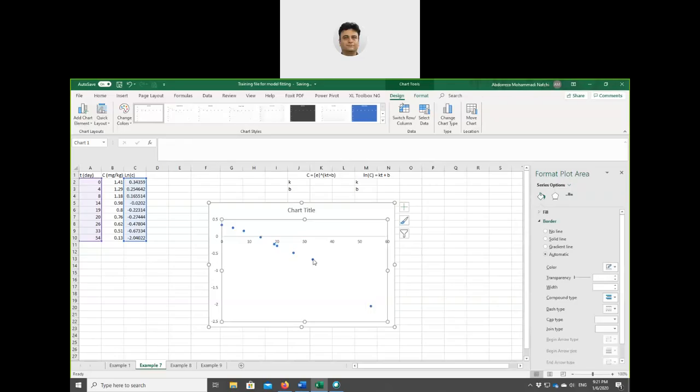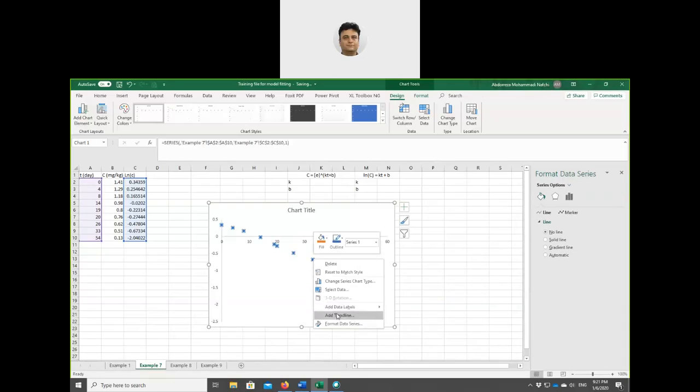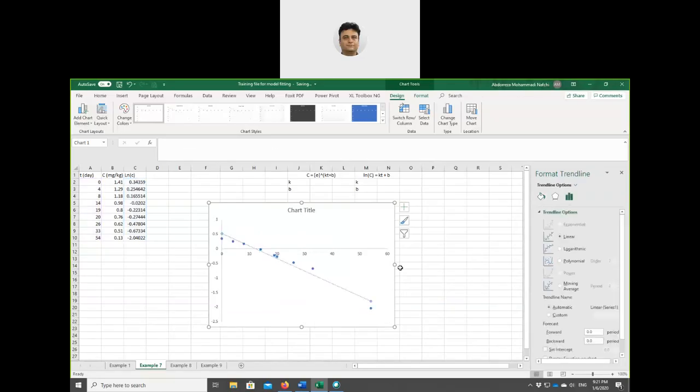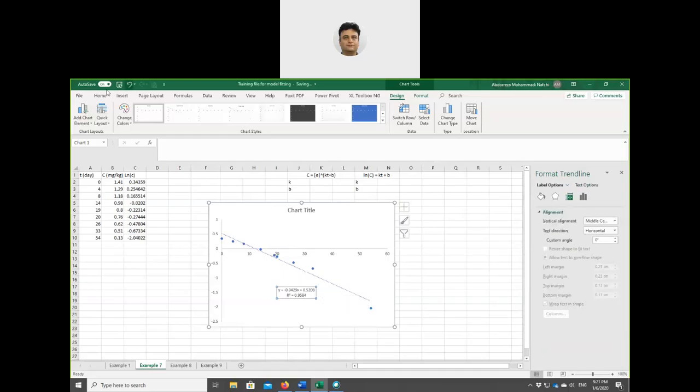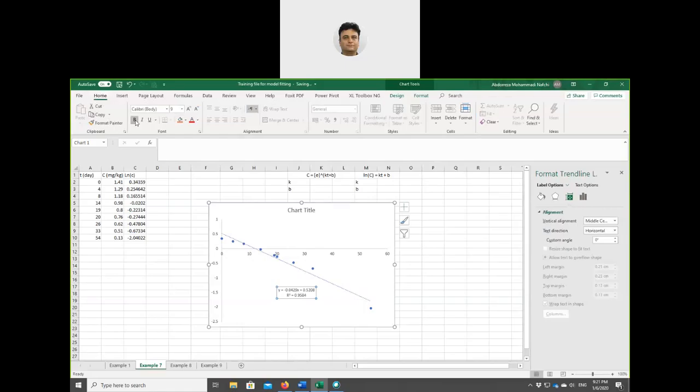Right click on one point like the previous one, then add trend line again. This is linear because we have the basic equation. It should be linear because ln c over t is linear, since this degradation is first order. Here, just show the equation and r square. That's all. Now I want to bold it so you see this one and increase the font.